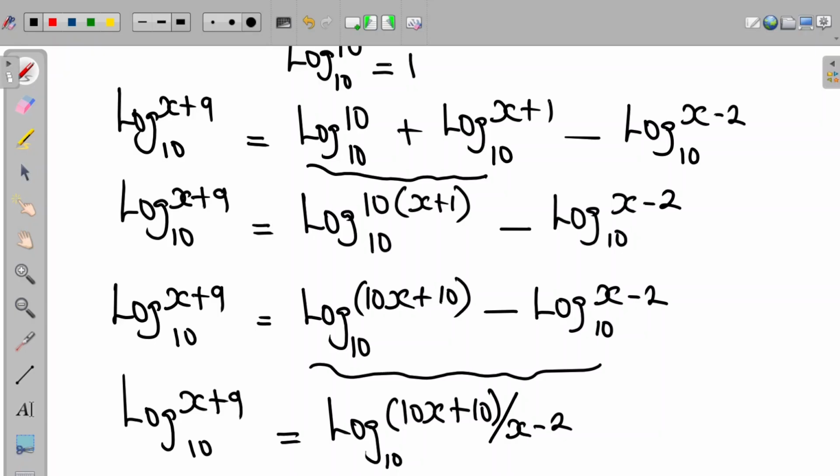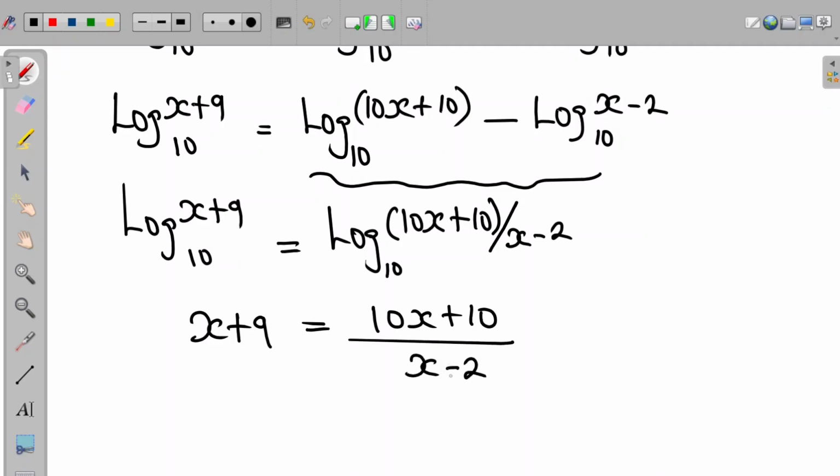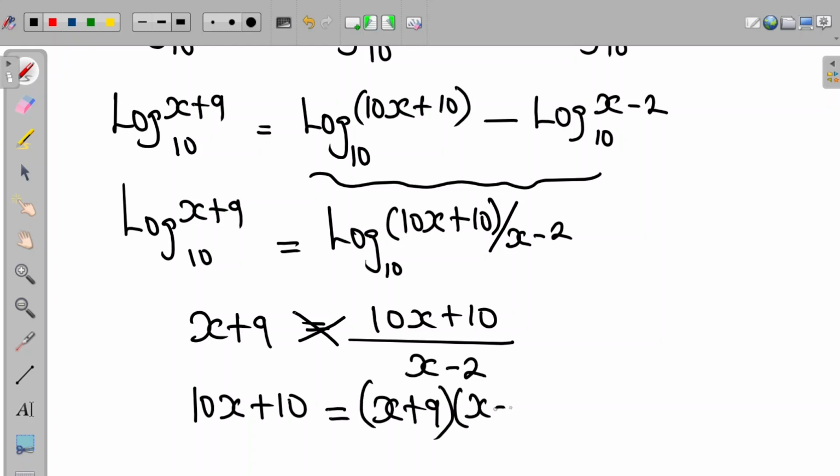Now at this point, since their bases are the same, the equation becomes x + 9 equal to (10x + 10) divided by (x - 2). Now if we cross multiply, we have that 10x + 10 is equal to (x + 9) multiplied by (x - 2). So now we can expand the bracket at the right hand side.